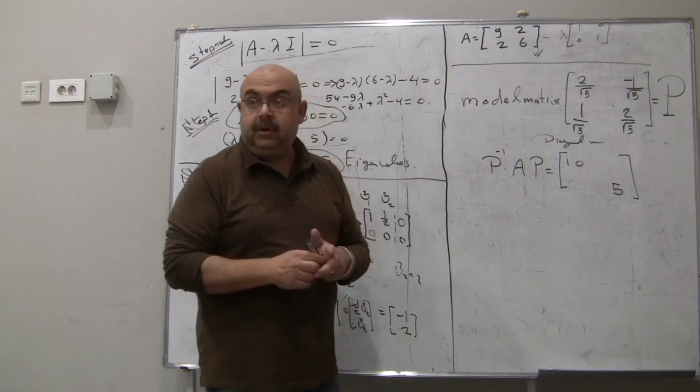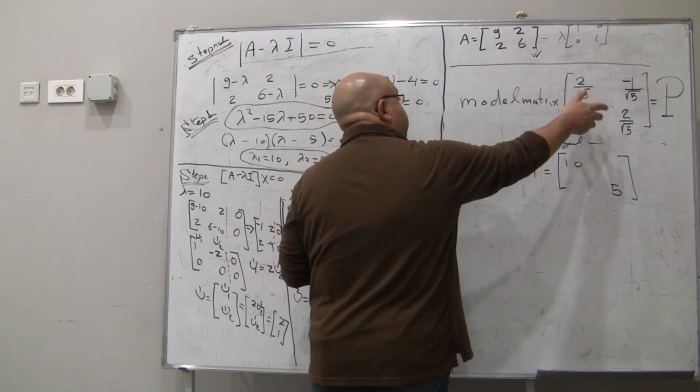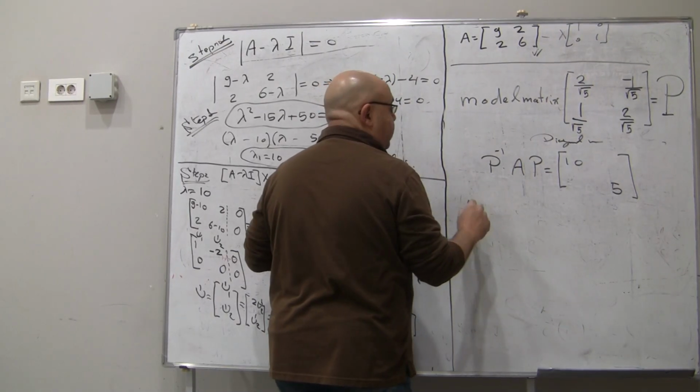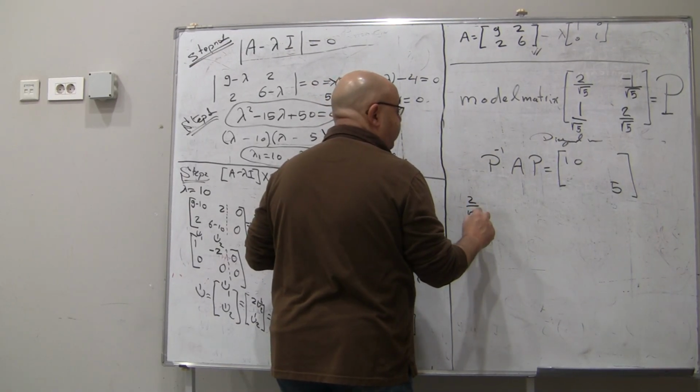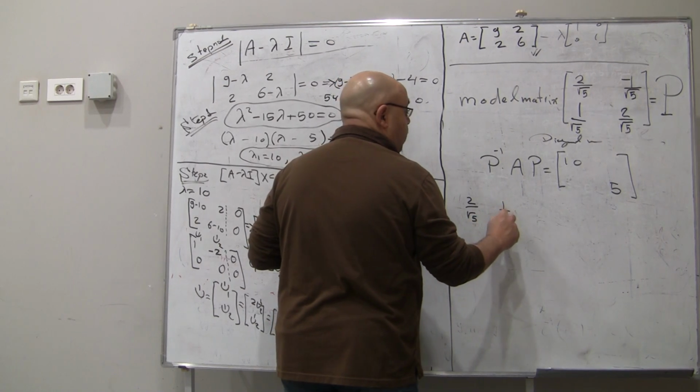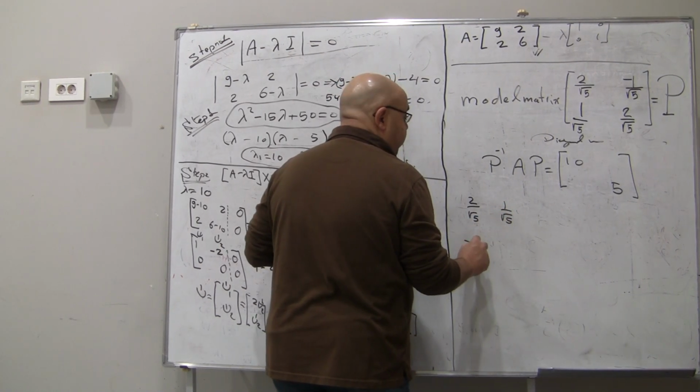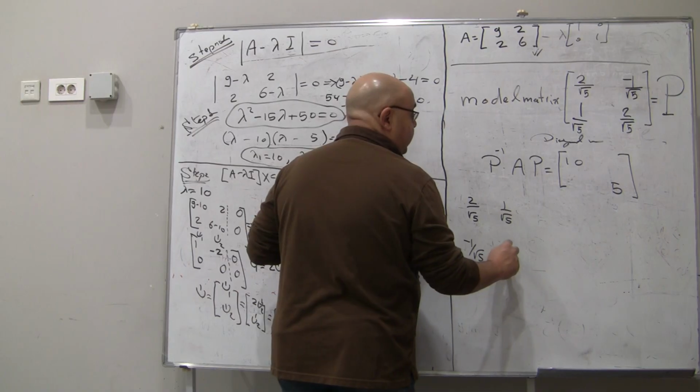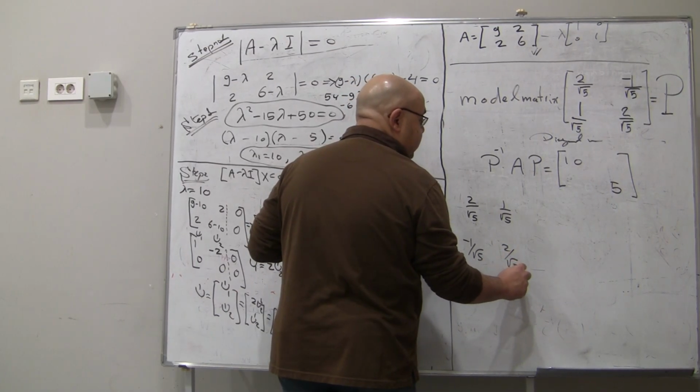And the elements of this diagonal matrix are the eigenvalues, which are 10 and 5. So, once more, if you get the inverse of this matrix, which is the transpose, it's going to be 2 over root 5, 1 over root 5, minus 1 over root 5, 2 over root 5. That's the inverse.